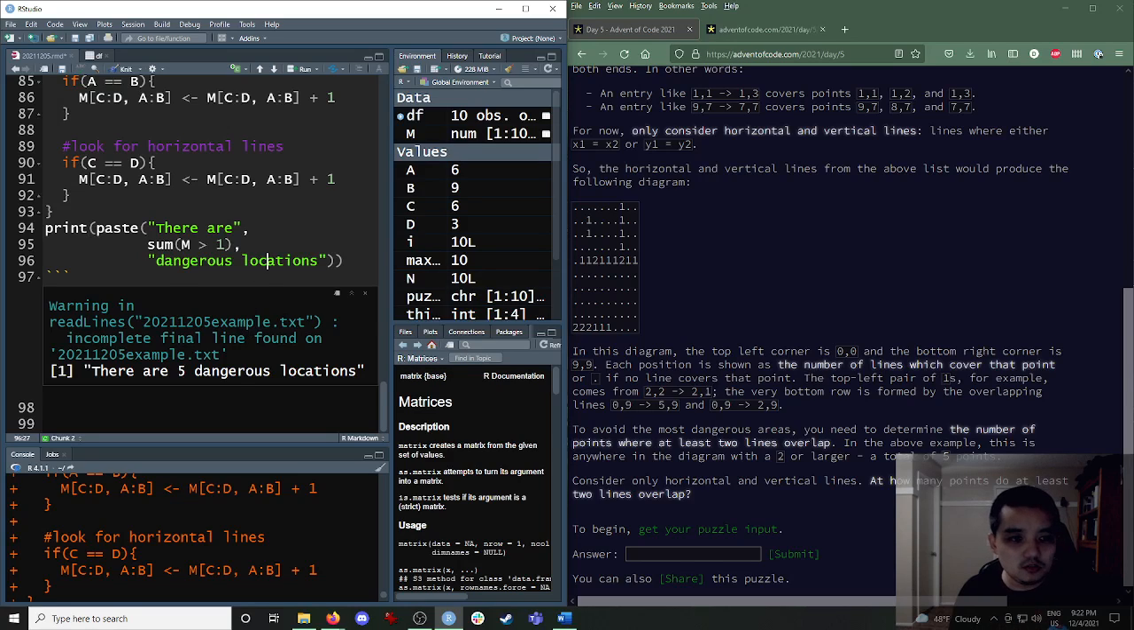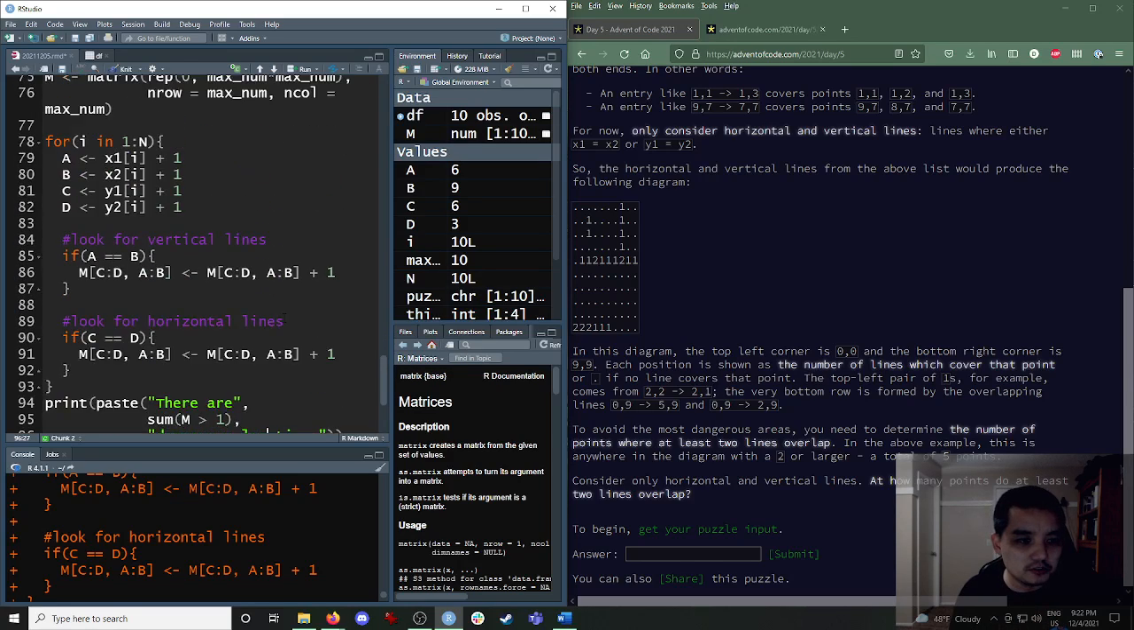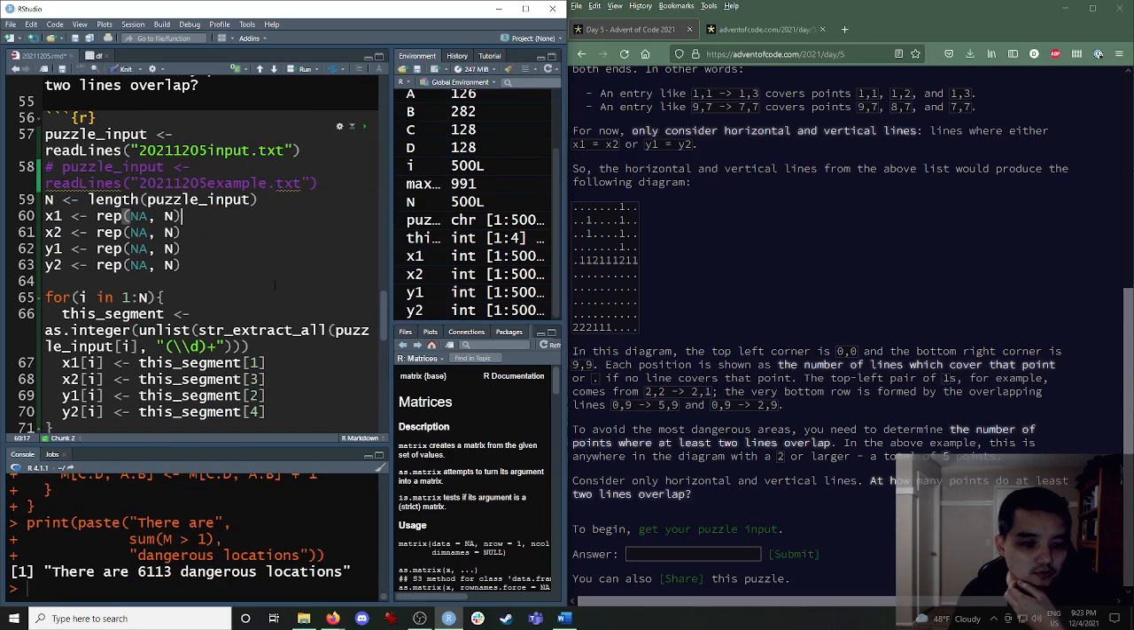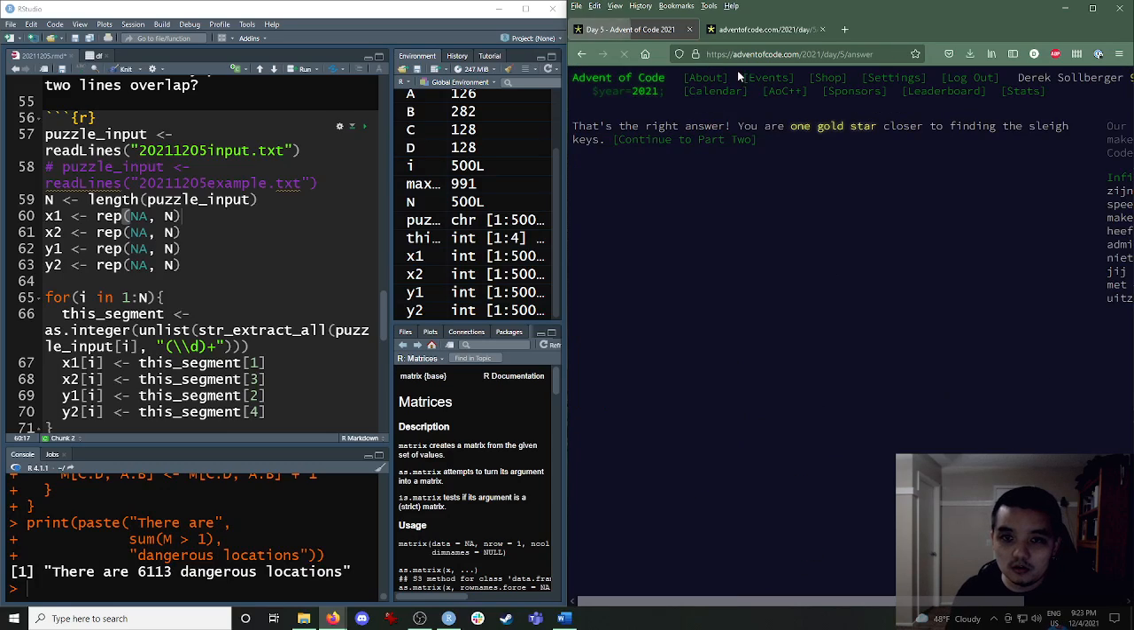So now what I'm going to do is toggle off the example, toggle on the real input. Let this run for a bit. And we got the right answer. So give ourselves a pat on the back.